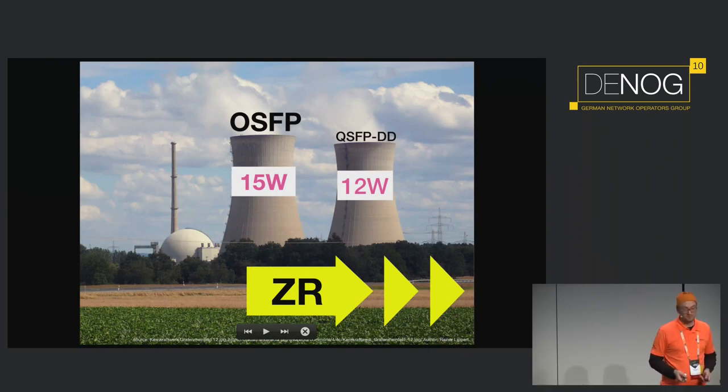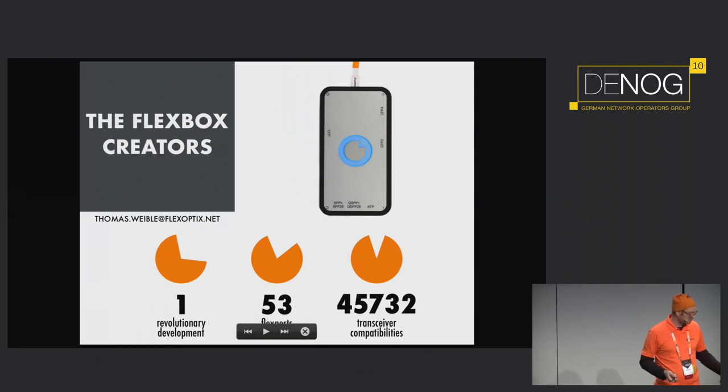That's basically it about the 400 gigabit. It still leaves a lot of freedom for us, because we take care of the microcontroller inside of a transceiver.